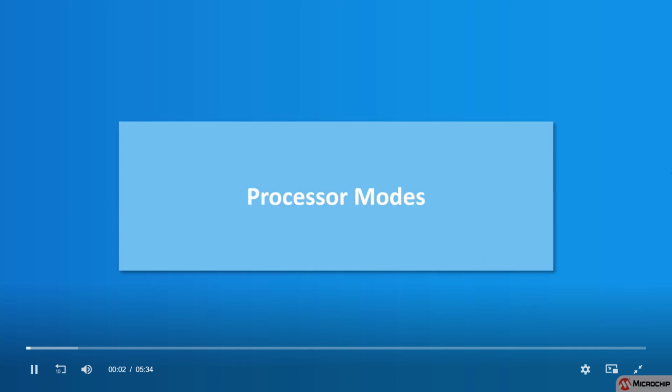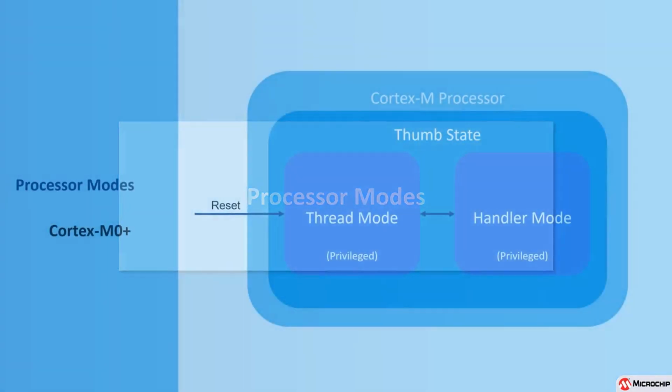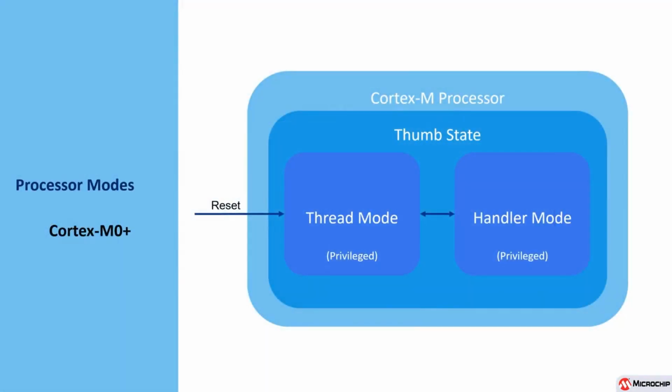So now we're going to talk about the different modes that the processor operates in. The processor modes build upon one another. We're going to start simple and get more complicated as we move through the families here. So we're going to start with the Cortex-M0. And really the boxes kind of overlap and show the various states.